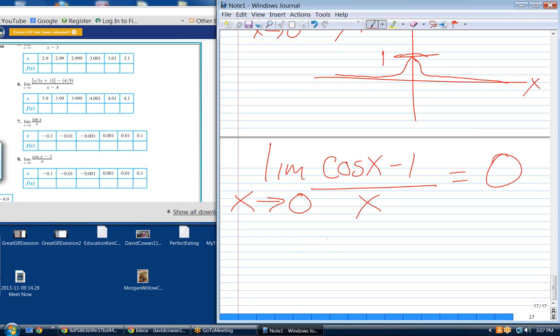Well, the derivative of the numerator is minus sine x all over 1. That's 0 over 1, which is 0.